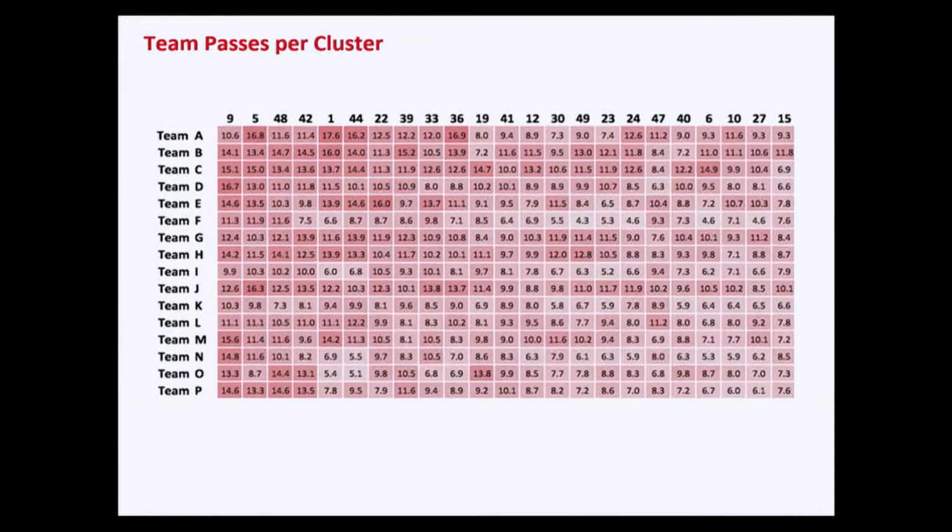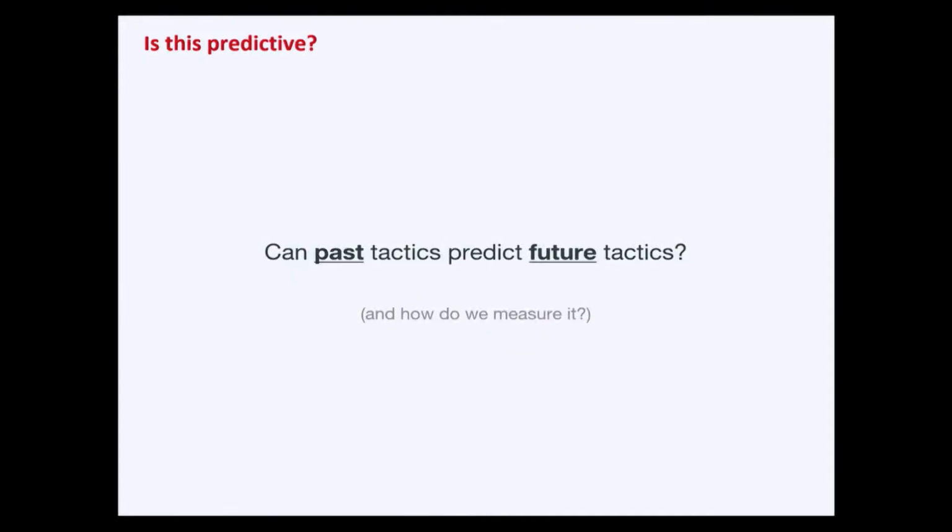That's cool because while you see some underlying nature of the game, in that certain types of passes are more frequent, you also see that some teams do vary in terms of how frequently they attempt these. But how predictive is this? Can these past tactics predict future tactics? And what's the best way to measure this?